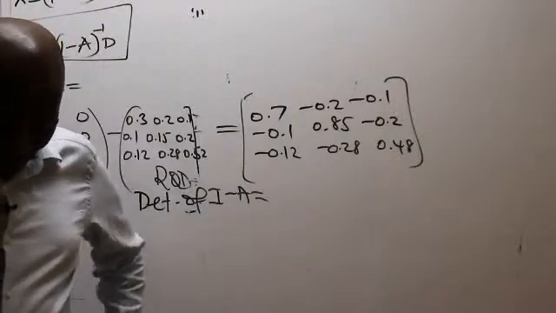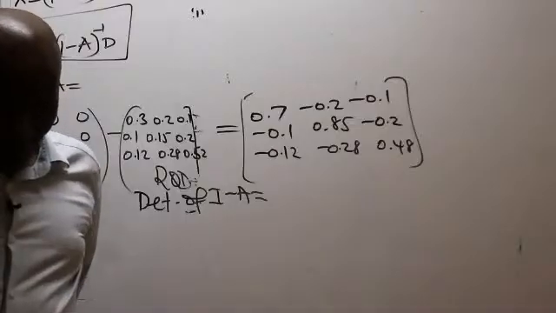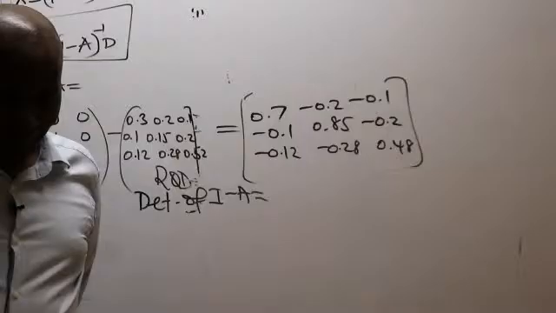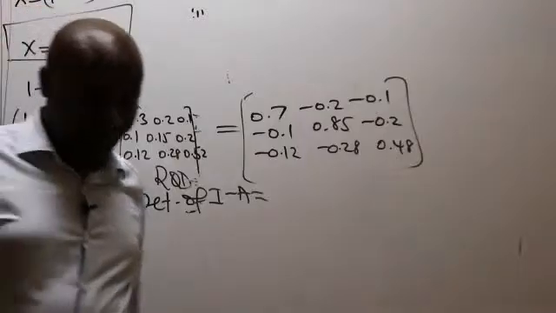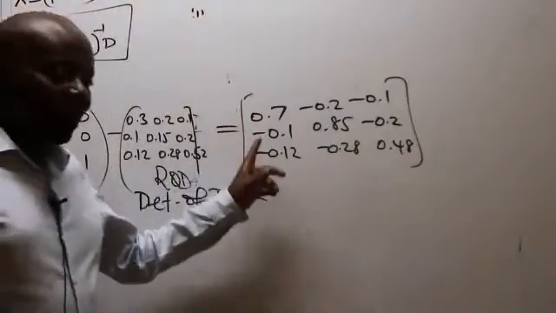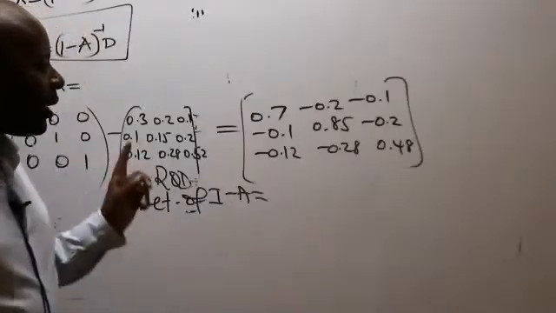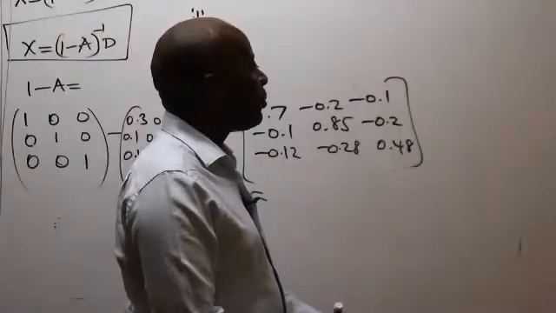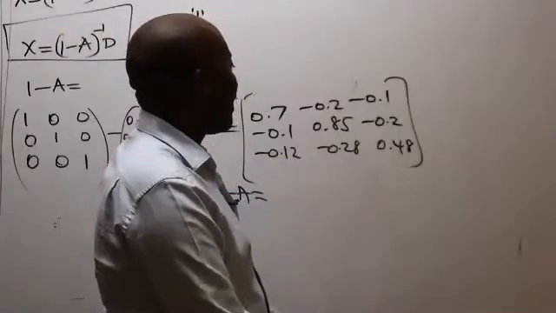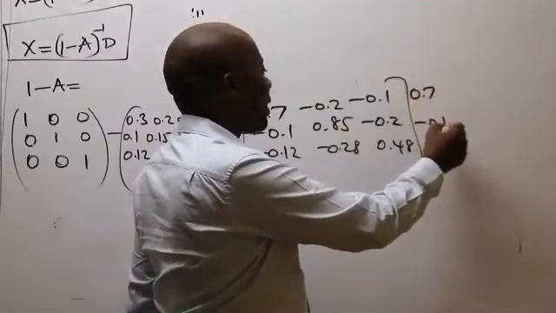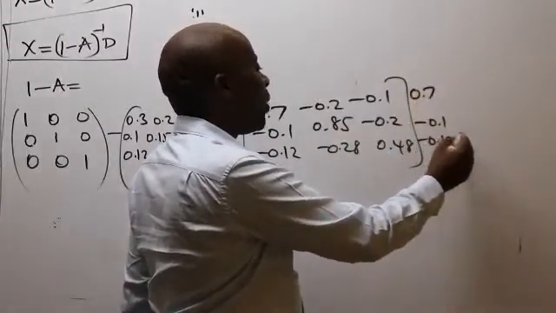Or are we all not seeing anything? So ladies and gentlemen, let me help you. This is the matrix of I minus A. For me to get the determinant, what I'm supposed to do is to come and duplicate the first two columns here. So we have 0.7, we have minus 0.1, we have minus 0.12.